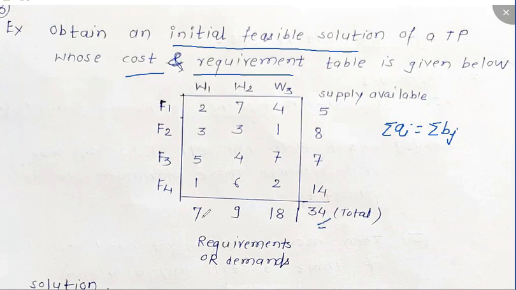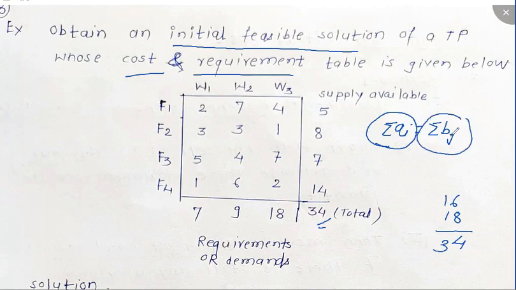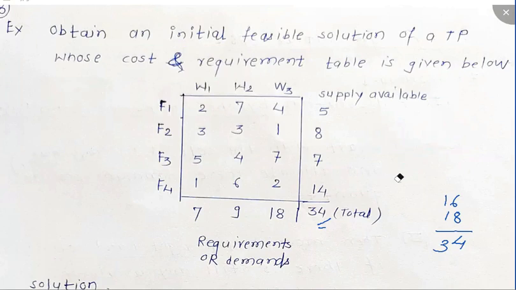And what is the requirement? 7 plus 9, 16, 16 plus 18, 34. So total quantity produced is equal to the total quantity required. So this is called a balanced transportation problem. So let us solve this transportation problem. Let us find initial feasible solution of this transportation problem using northwest corner rule.